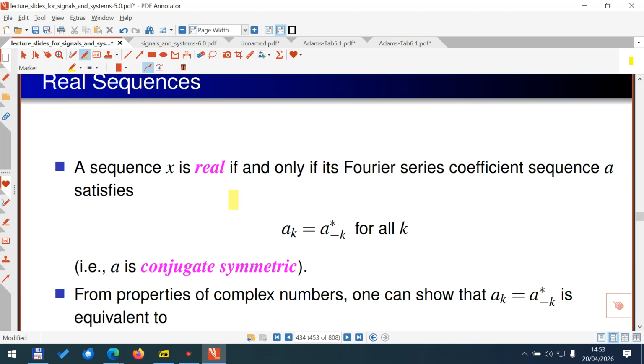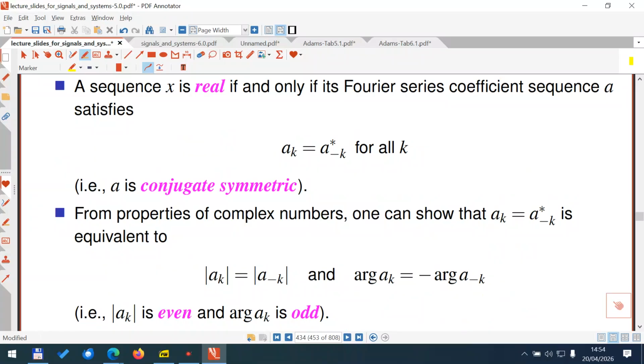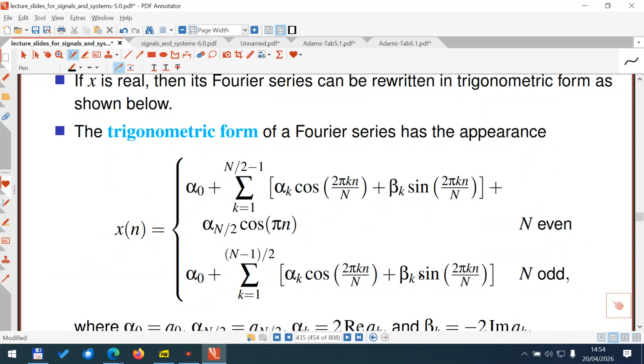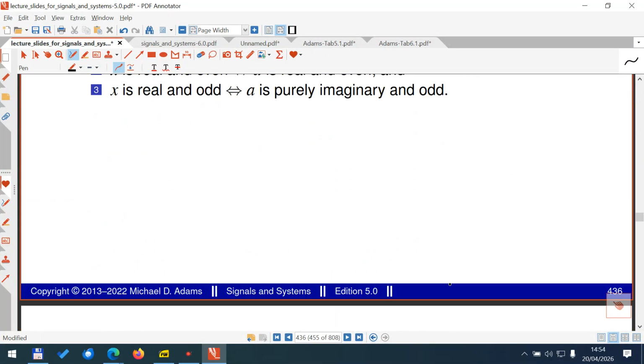Conjugate symmetry. Yeah, he has already used this. This is the term which you should be using: conjugate symmetric and conjugate antisymmetric. So conjugate symmetric will replace even symmetry, and conjugate antisymmetric will replace odd symmetry. And you can have this trigonometric form yourself. That is just a repetition.